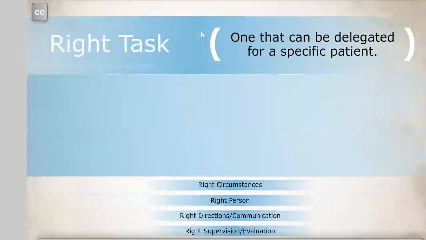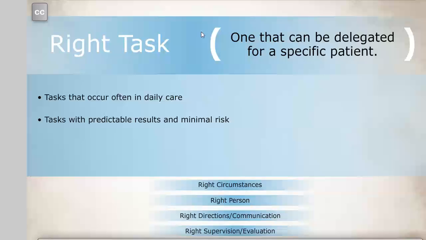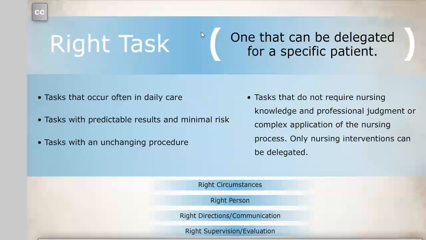The first delegation right is the right task. When deciding which tasks can be delegated, nurses generally include tasks that occur often in daily care, tasks with predictable results and minimal risk, tasks with an unchanging procedure, tasks that do not require nursing knowledge and professional judgment or complex application of the nursing process. Only nursing interventions can be delegated.